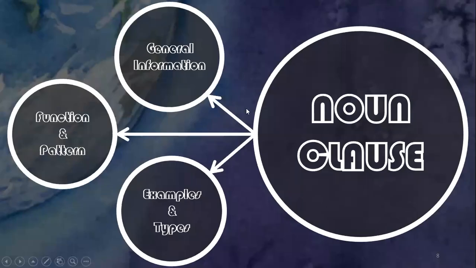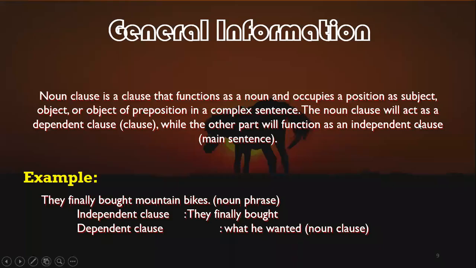Next slide is noun clause, which will be presented by Rusdi. Okay, thank you for the time, and then I'm going to explain about noun clause. Noun clause is a clause that functions as a noun and occupies a position as subject, object, or object of preposition in a complex sentence. The noun clause will act as a dependent clause, while the other part will function as an independent clause or main sentence.